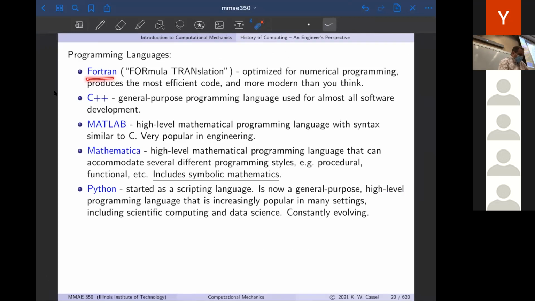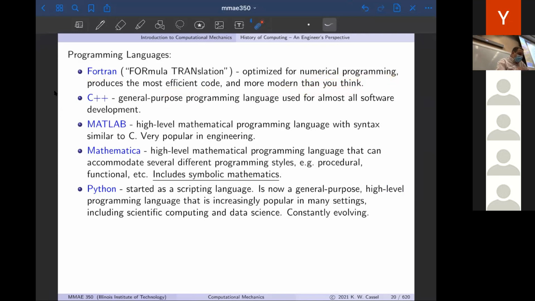So again, Fortran is specifically optimized for numerical programming, which is exactly what we're interested in doing. It produces the most efficient code, and it really is more modern than you think. So there's not a lot of people programming on a daily basis in Fortran, but there's a lot of Fortran code that is still being used. We call it legacy code. It's old code, but it's still often the fastest code for a given task.